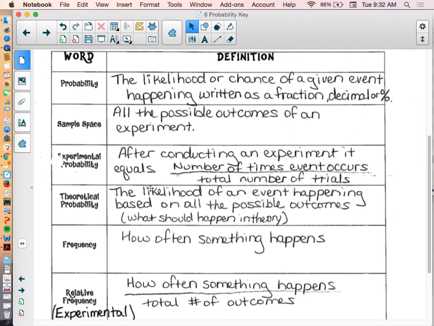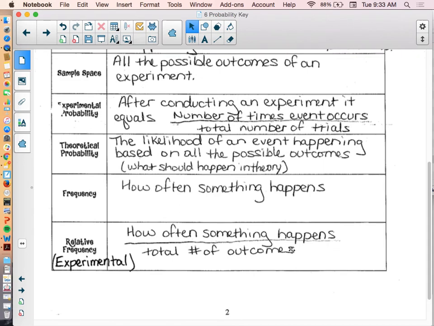Theoretical probability is the likelihood of an event happening based on all the possible outcomes. So this is what should happen in theory. Frequency is a fancy word to say how often something happens. And relative frequency is actually exactly the same as experimental probability. It says how often something happens out of the total number of outcomes. So again, you'll see that these two mean the same thing. So please write experimental in parentheses next to that.